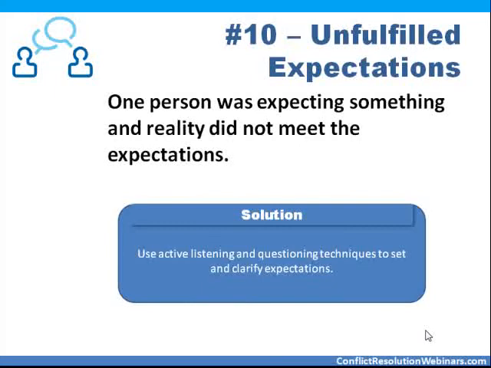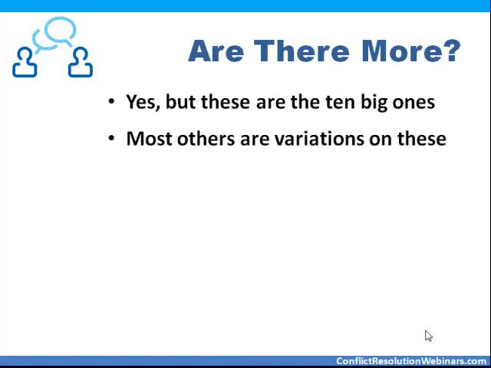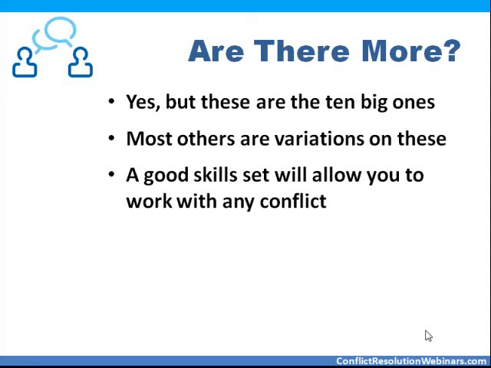So there you have the top 10 causes and solutions for conflict. Are there more? Yeah, but these are the 10 big ones. Most others are variations on these. A good skill set will allow you to work with any conflict because you'll be able to overlay the skills onto these 10 causes.